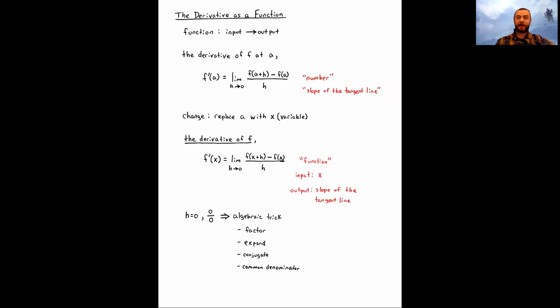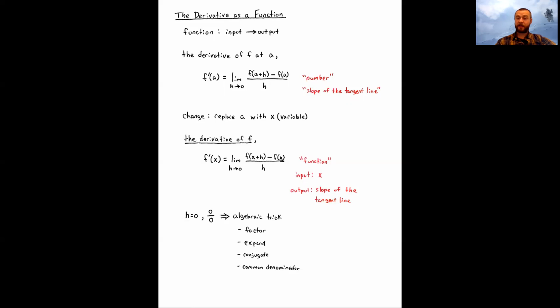As we were talking about algebra here, just to briefly review our algebraic tricks, this new quantity called the derivative, f prime of x as we're writing it, always gives an indeterminate form when you plug in h is 0. So the thought is we use an algebraic trick, and we have the same 4 algebraic tricks that we've used a lot.